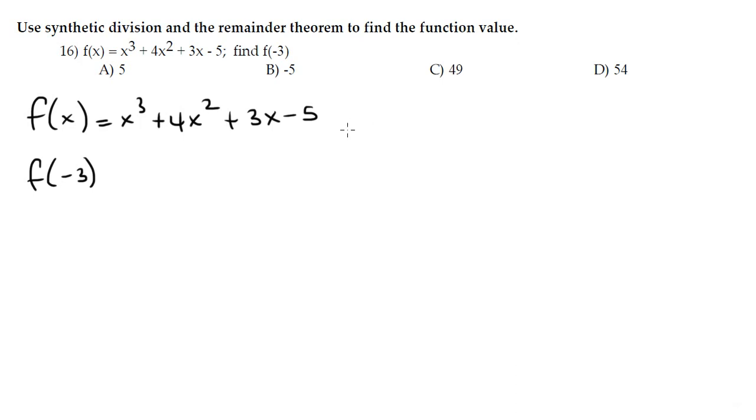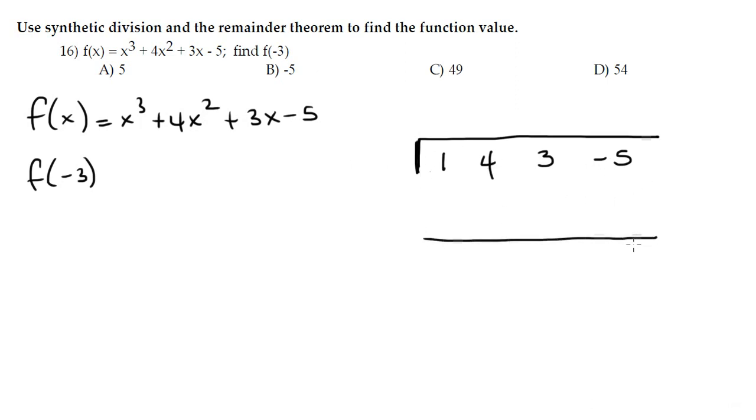And if you use synthetic division, what the remainder theorem says is if I have some function f of x, and I want to evaluate that function at a value, just use synthetic division. Use these coefficients: 1, 4, 3, -5, for x to the third, x squared, x to the first, and the constant. And whatever you get as your remainder is f of -3.